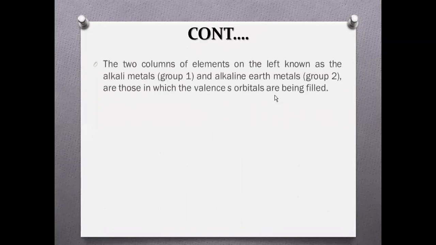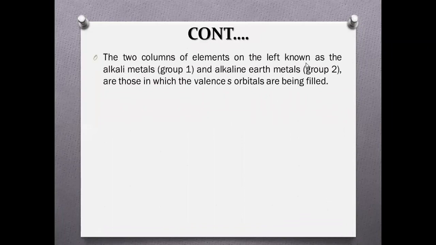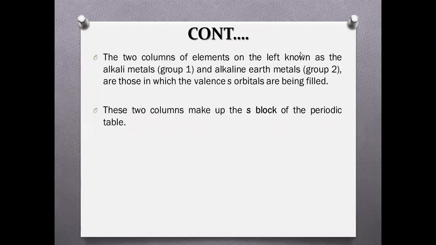Therefore, the 2 columns on the left. Okay, I already said, I'll just go through that one. That's known as the alkali metals. We said group 1 is the alkali metals and group 2 is the alkaline earth metals. So this is the valency where S orbitals are being filled. So your maximum number of electrons is in the S. Maximum orbital is S, right? These 2 columns make up the S block of the periodic table.